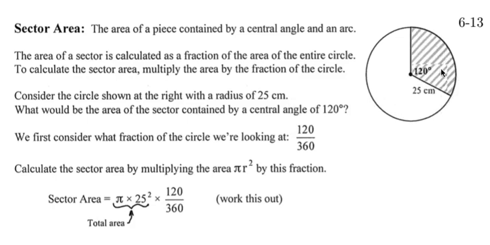So the way that you calculate the area is you say, well, let me first calculate the area of the whole circle, and then since this is just a part of the circle, a fraction of the circle, let me multiply that whole area by whatever fraction this is of the whole circle. That'll give me the sector area. Sound good? All right, let's do some examples because that'll make sense.